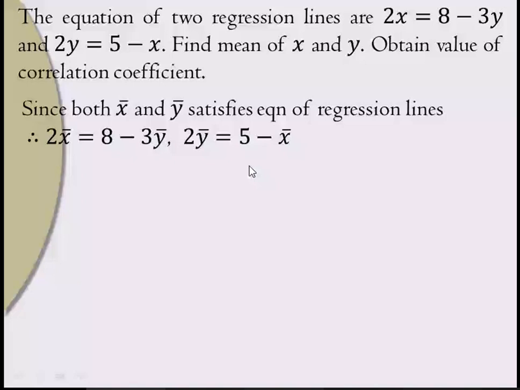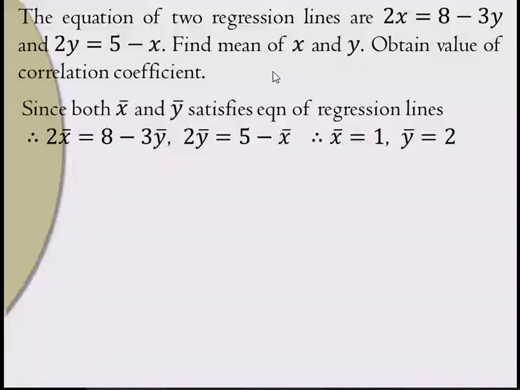So this is the first part, the mean of x and y. The second is finding the coefficient of correlation, and we already saw the formula for R. There is one formula in terms of coefficients: R will be plus or minus the square root of bxy into byx. Now what is bxy? It will be the coefficient of x when the coefficient of y is 1, and byx will be the coefficient of y when the coefficient of x is 1.